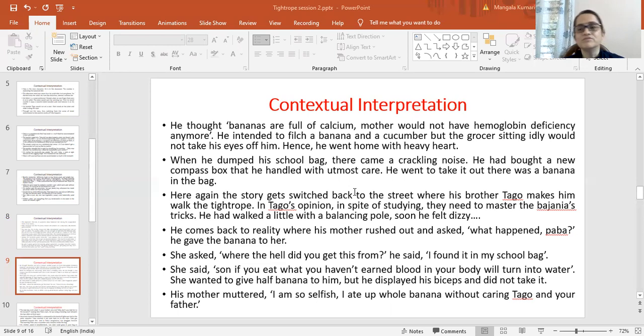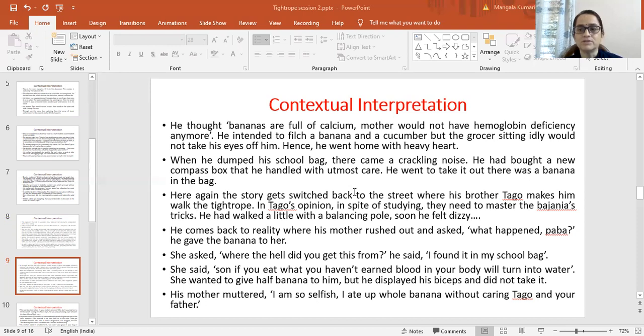Here again, the story switches back to the street performance. Baba is on the street. His brother Tago is also on the street performing the tightrope tricks. Tago has made him walk on the rope. In Tago's opinion, in spite of studying, they need to master the Bajania's tricks. Bajania's tricks in the sense tightrope walking tricks.